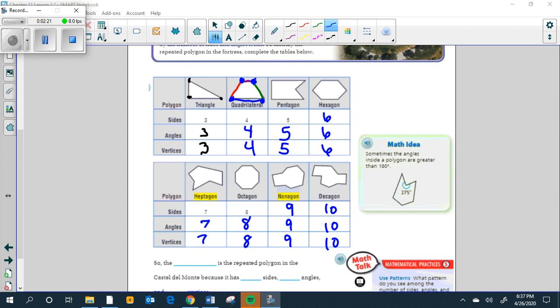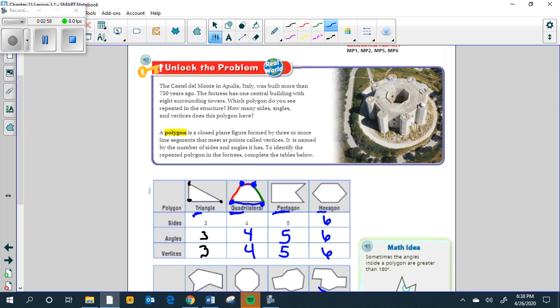So here are the answers. A pentagon is a polygon that has 5 sides, 5 angles, and 5 vertices. And if you'll notice, this really is just a word study here. Tri means 3, quad means 4, penta means 5, hex means 6, hept means 7, oct means 8, non means 9, and deca means 10. So if we take a look at the picture here, here is our polygon.